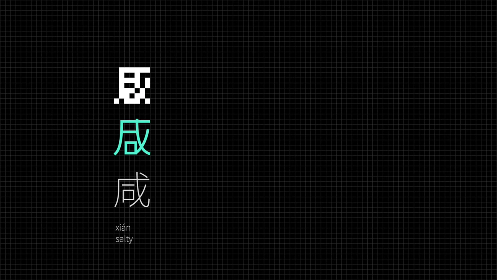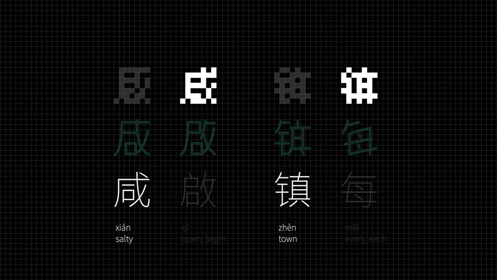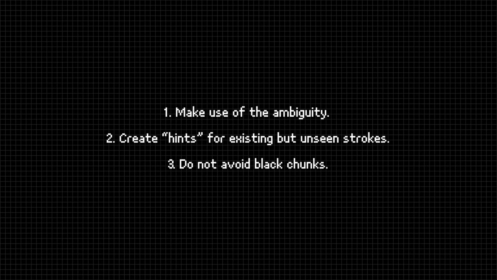Even more ridiculously, this Zhen was seen by my colleague as Mei. I tried to avoid this in later versions. This is the final version of Xian and Zhen. I had to make such modifications many times. To efficiently use the strictly limited pixels, I also introduced my own methods or tricks.